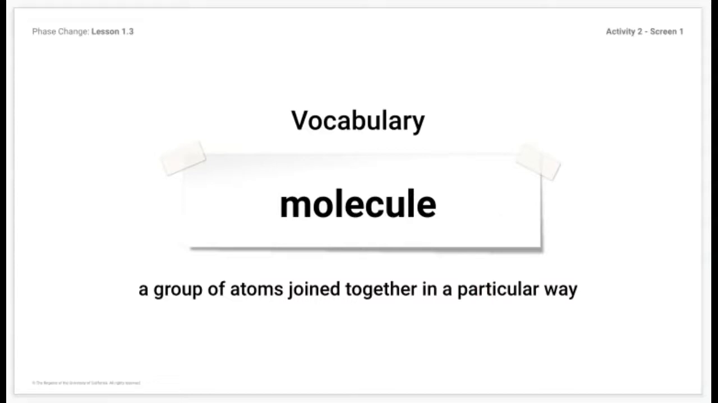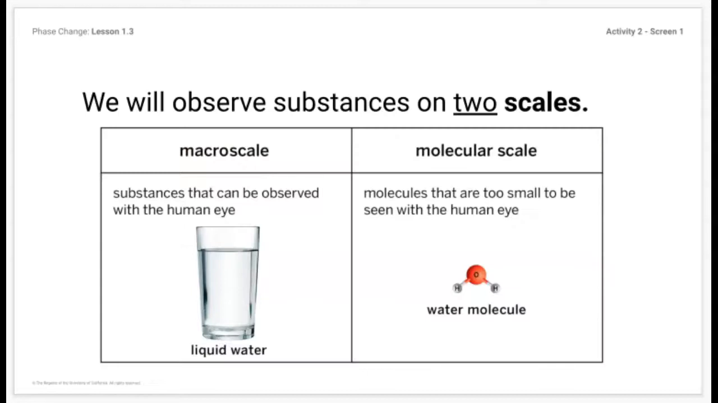Just like I was showing you that water molecule, a molecule is just a group of atoms that are joined together in a particular way. So if we go back to that water molecule, we see that we have two hydrogen atoms that are attached to an oxygen atom.